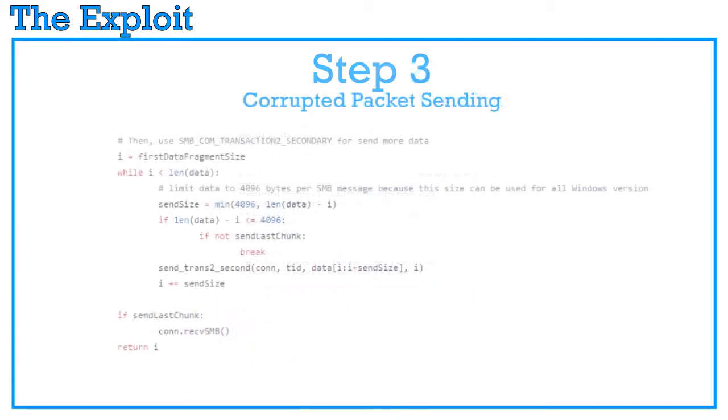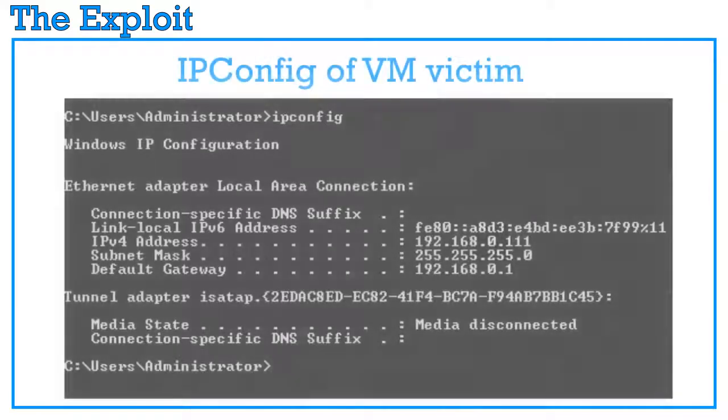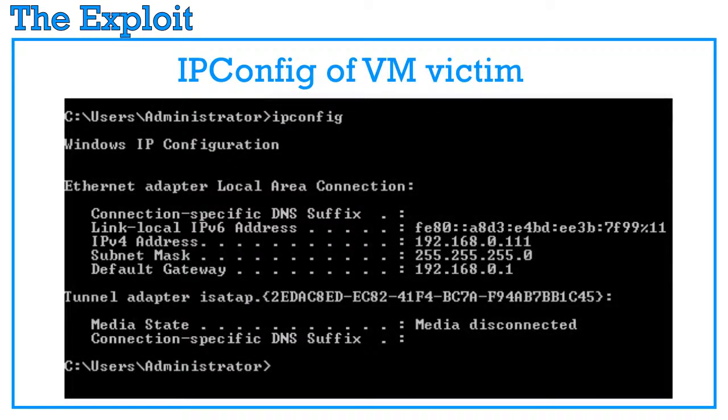The third step is connecting to the computer and sending the corrupted packets as a transaction2_secondary. The screenshot below shows the information of the local Windows server hosted via virtual machine that we are going to use. The Metasploit framework will use EternalBlue, which will use the CVE-2017-0144 exploit to attack.